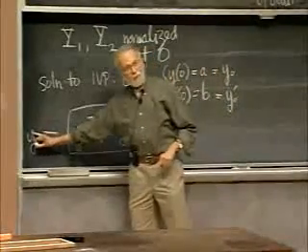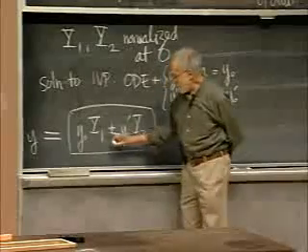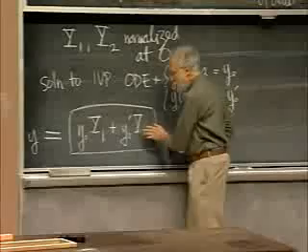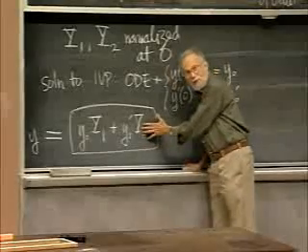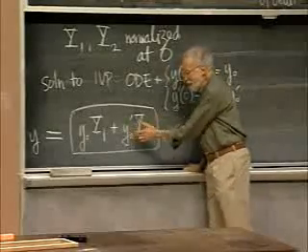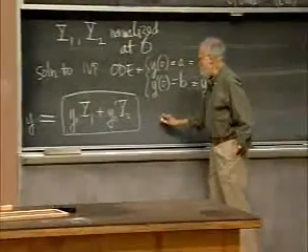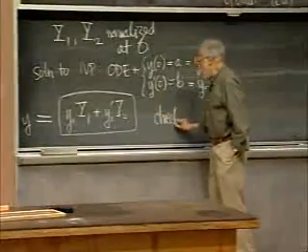What's the value of the derivative at 0? The value of the derivative of this thing is 0, so this term disappears. The value of this derivative at 0 is 1, and so the answer is y0 prime. So you check, this works.